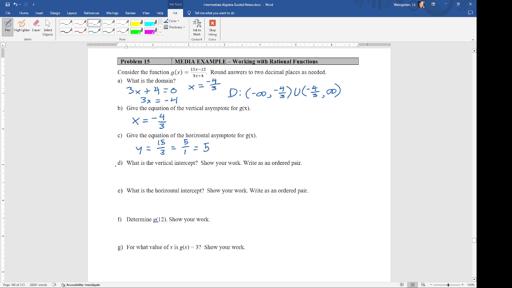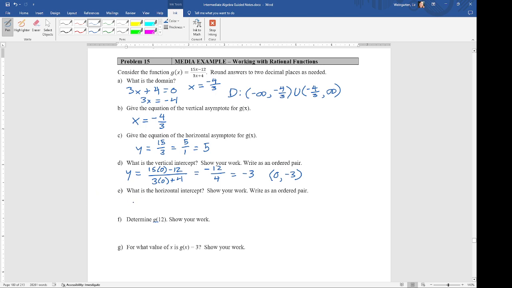What is our vertical intercept? For our vertical intercept, we have to set x equal to 0 and figure out what y is. So y equals 15 times 0 minus 12 over 3 times 0 plus 4. So we get negative 12 over 4, or y equal to negative 3. So our vertical intercept is going to be at (0, negative 3).